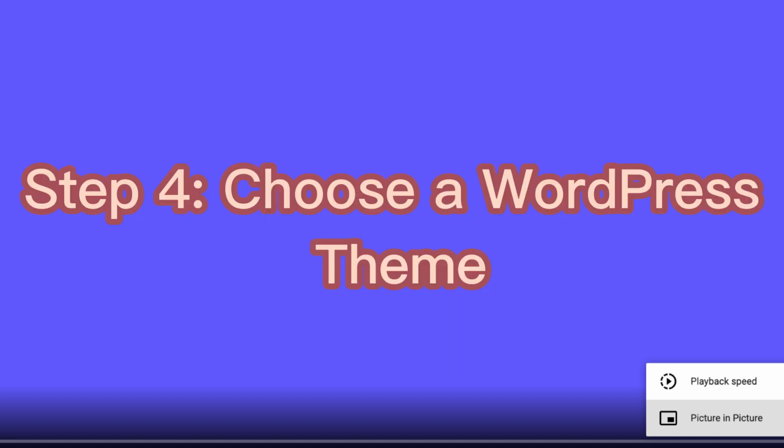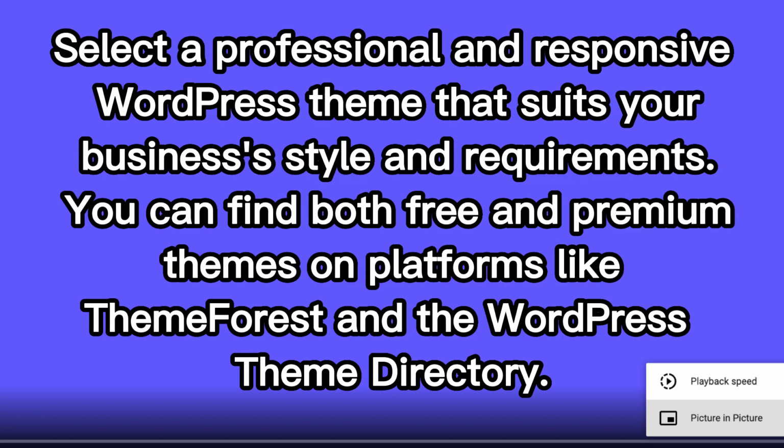Step 4. Choose a WordPress theme. Select a professional and responsive WordPress theme that suits your business's style and requirements. You can find both free and premium themes on platforms like Themeforest and the WordPress theme directory.